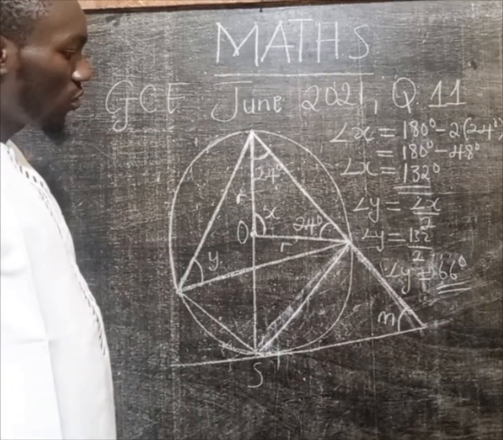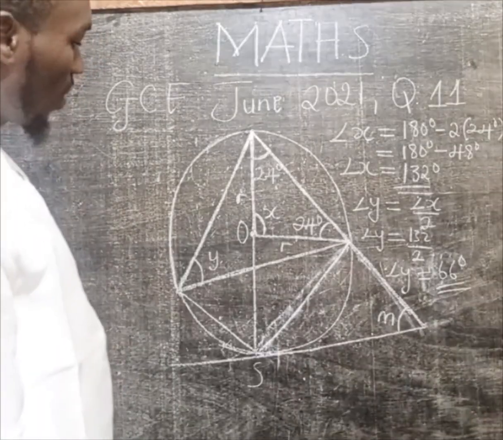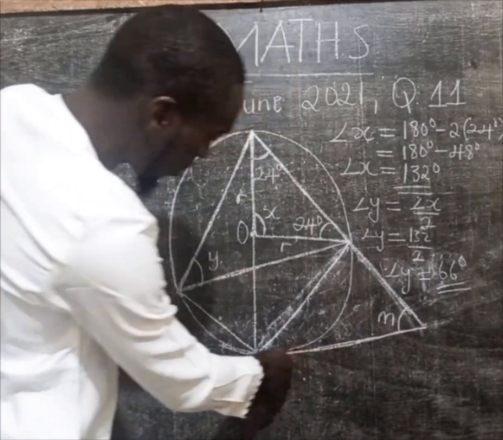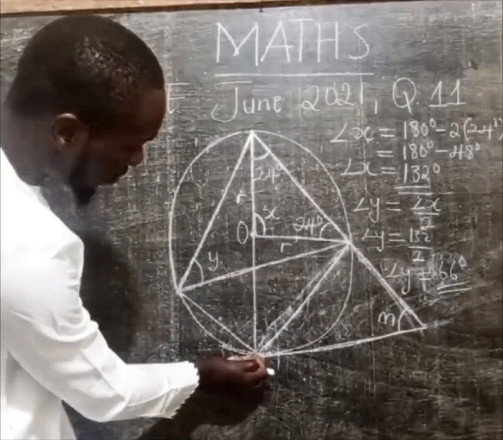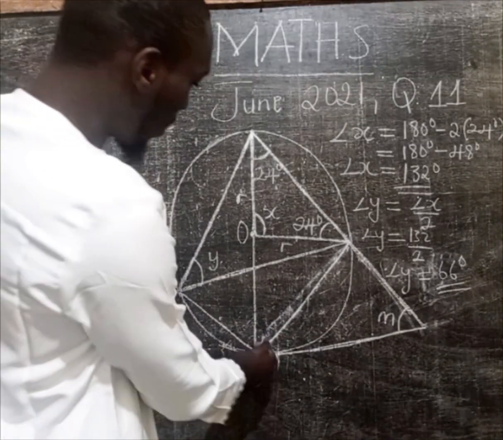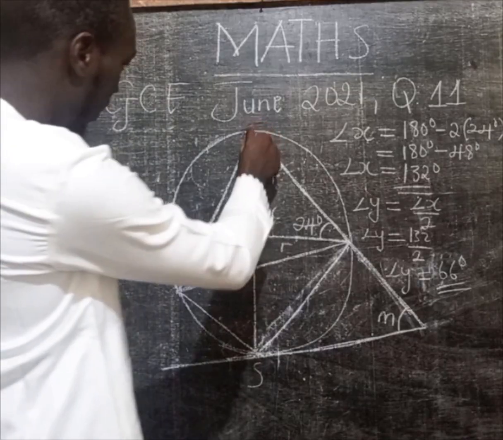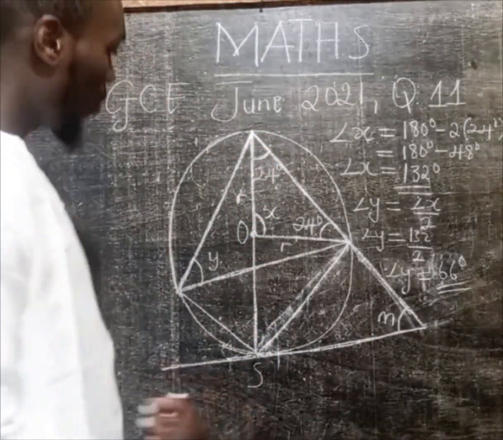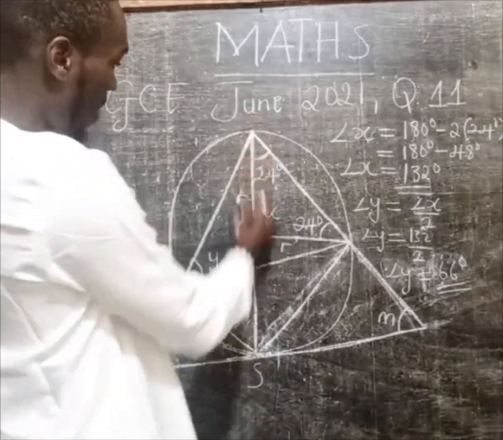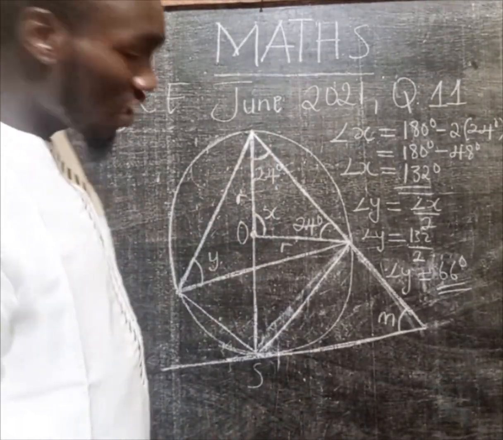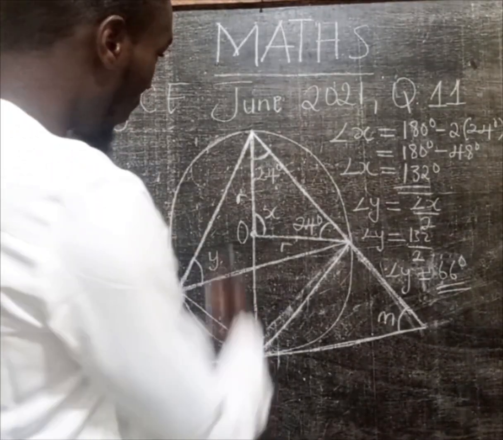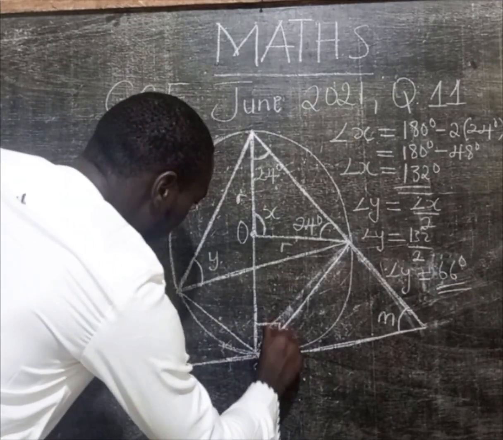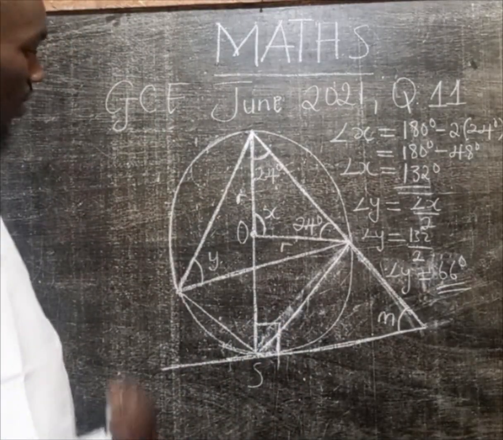Now let us move to angle m. Looking at angle m, we can see that this line is a tangent to this circle because it touches the circle at this point S, and this is a diameter of this circle. One of the circle theorems is that whenever a diameter of a circle meets a tangent, the angle between the two lines is always 90 degrees. So this angle here is 90 degrees.